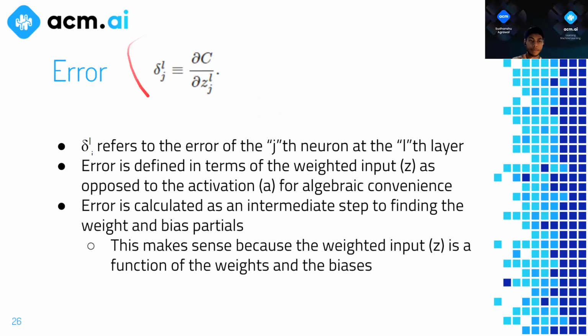Also, if the term seems a bit mysterious, don't worry. It's defined this way for algebraic convenience. Are there other factors that contribute to the neuron's importance? Yes, absolutely. And this is, like I said, only one part of the equation. And we're going to add in some other parts to get the total picture of what the gradient should be.